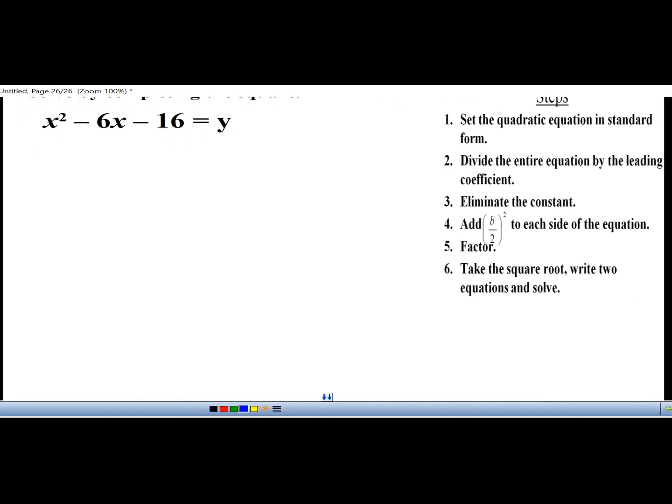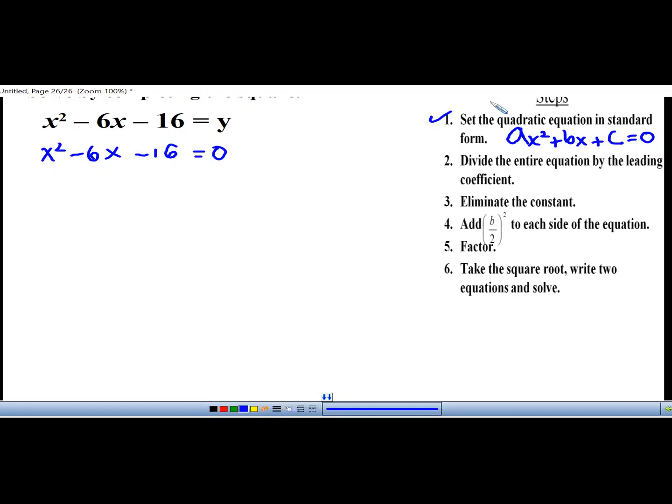So first things first. Step 1, set the quadratic equation in standard form. How does that look, Mr. Q? Let me show you. The standard form equation is ax squared plus bx plus c equal to y, but since we're solving the quadratic equation, I'm going to set it equal to 0. So let's look at our equation. Does this equation look like that? Yes, except for the y. What does the y need to be? It needs to be equal to 0. So this is x squared minus 6x minus 16. So I'm done with step 1.